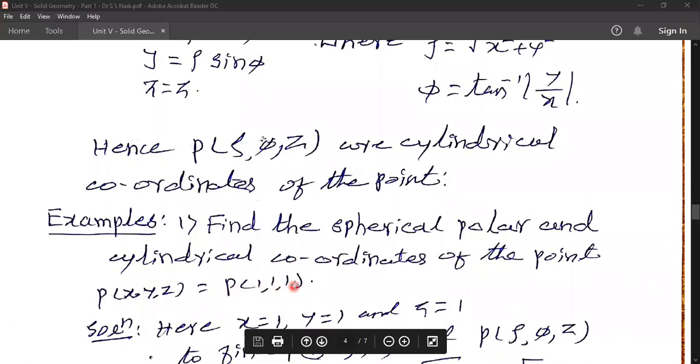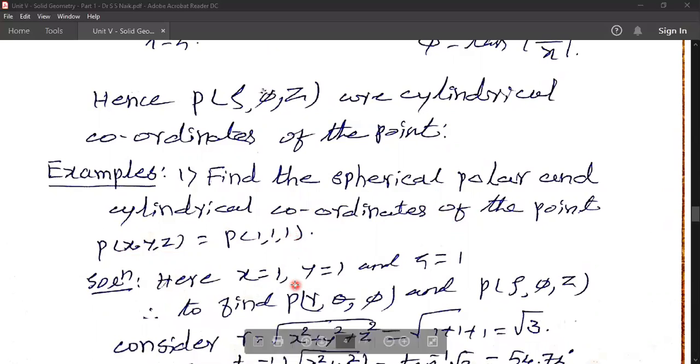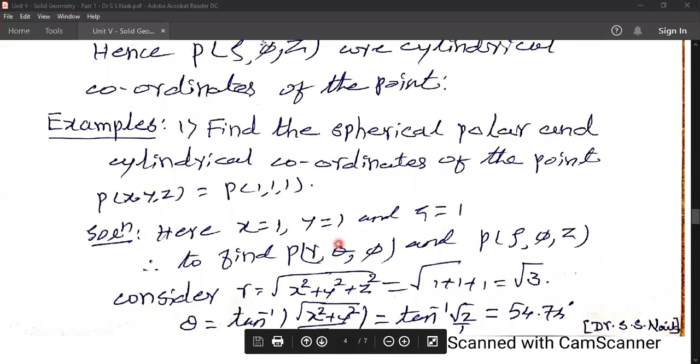So, P(1, 1, 1) represents a point in the space where x is 1, y is 1, and z is 1. You want to find the corresponding points in the form of r, theta, phi, that is the spherical polar coordinates, and rho, phi, z, that is the cylindrical coordinates.